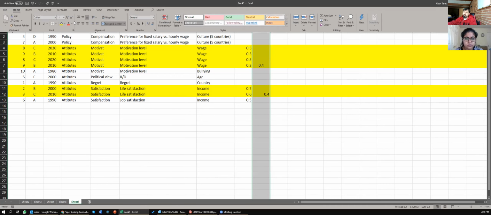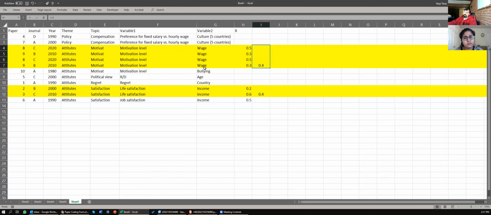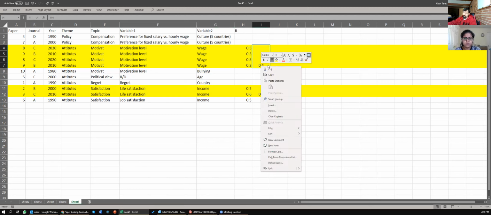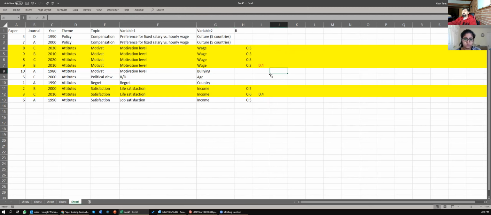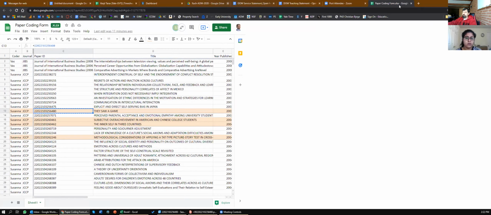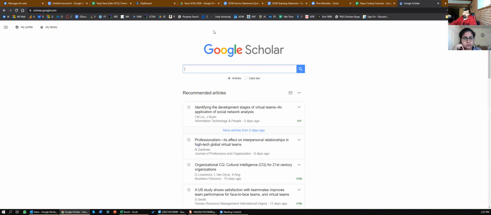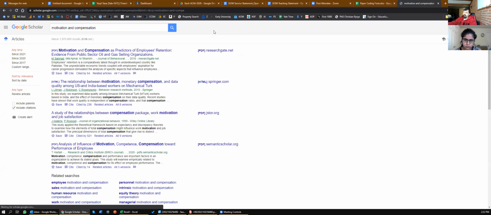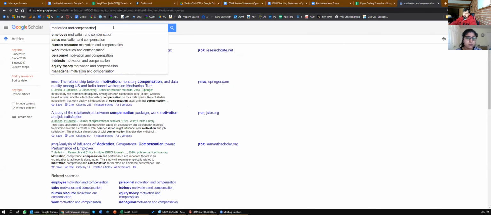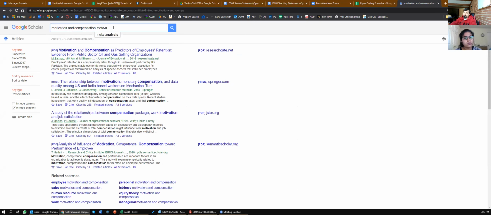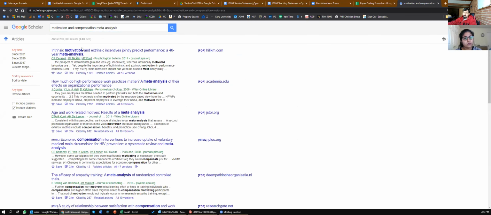Basically meta-analysis. So here we know that when, for example, wage and motivation was studied, the correlation was 0.4. And so what we'll do as the next step, we will then go and look for studies that looked for that same outcome using employees. And so if I look at, for example, motivation and wage, motivation and compensation, I'll probably find a lot of studies. And in fact, I'll even look for meta-analysis. Maybe I'll even find meta-analytic studies on the topic. Intrinsic motivation and intrinsic incentive, and so on.